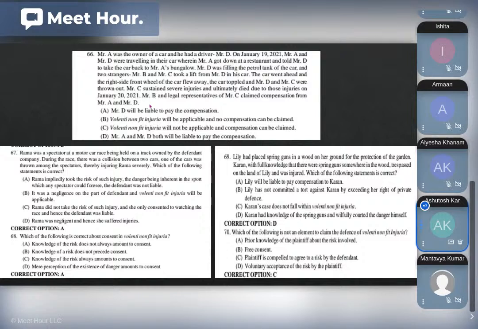B says कि no, इधर defense है. Defense क्या है? Voluntary non-fit injuria will be applicable and no compensation can be claimed. C, voluntary non-fit injuria will not be applicable and compensation can be claimed. Exact opposite है. और ऑप्शन डी बोल रहा है कि सिर्फ D नहीं, A और D दोनों लायबल हैं कॉम्पेंसेशन देने के लिए. सो लेट्स गेट टू वर्क. Quickly answer me, which option do you find the most appropriate here? B. Okay, option B. Does anyone else have any other opinion?